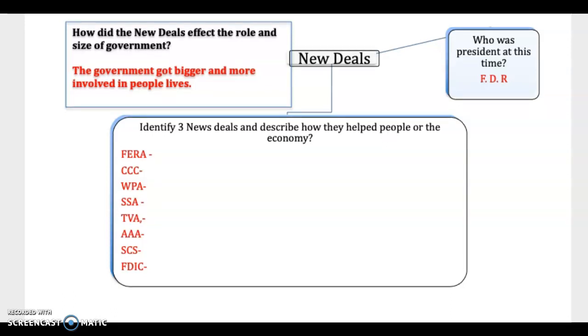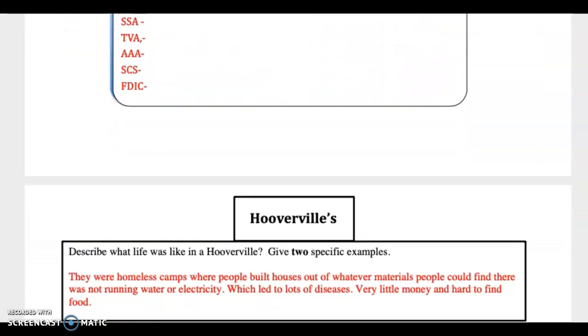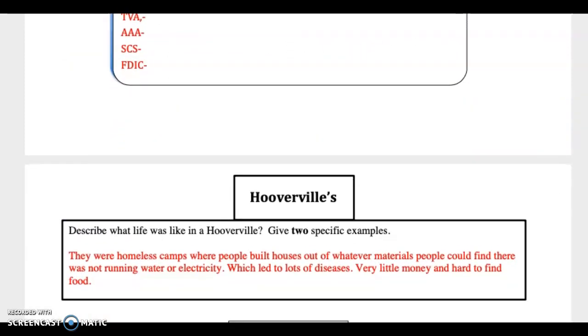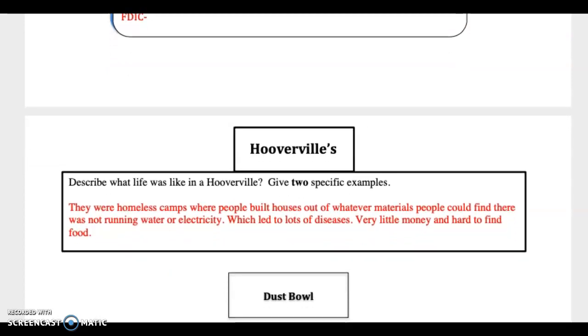Part of the reason these New Deals were such a big deal is because a lot of people were living in Hoover Villas, which were basically homeless camps, where people built houses out of whatever they could find. Plastic, there wasn't really a lot of that, sorry. Cardboard, scraps of wood, tin, tar paper. There wasn't electricity. It wasn't very clean. Diseases could spread. It was very little money. It was hard to find food in these camps.